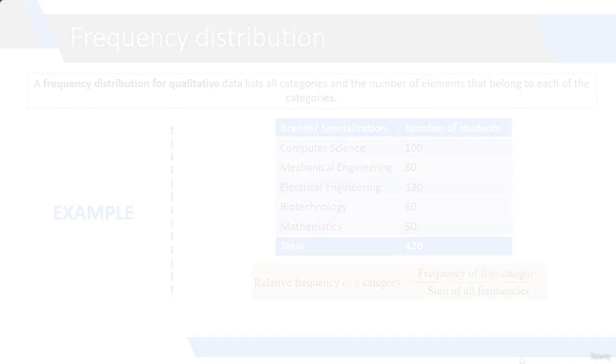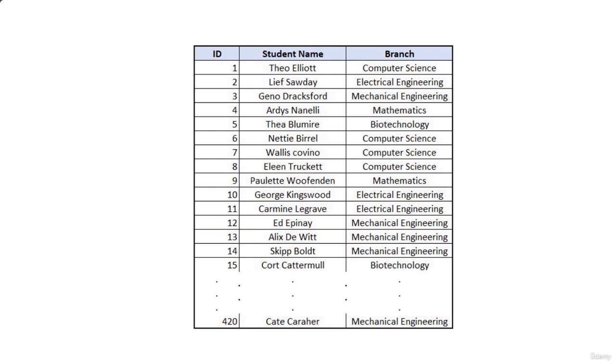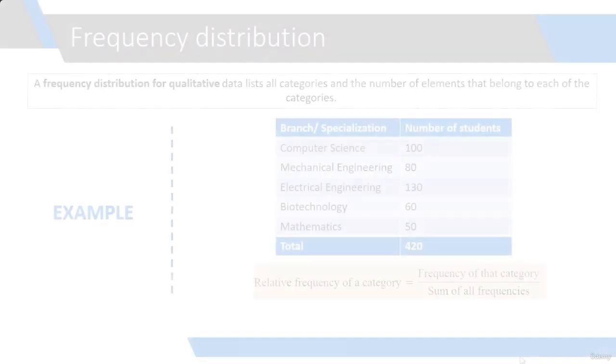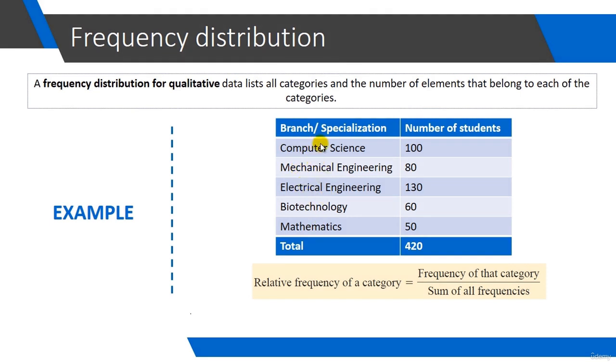For example, if I have data of students of a college and against their name I have the branch that they belong to, I can create a table like this in which I have summarized how many of those students belong to each branch. So in an engineering college, in that list 100 students belong to computer science branch, 80 students belong to mechanical engineering branch, and so on.